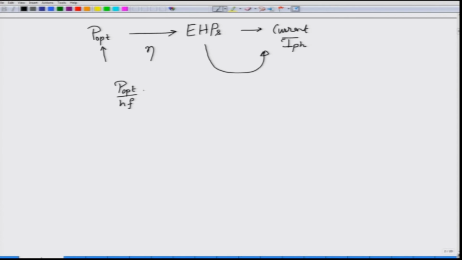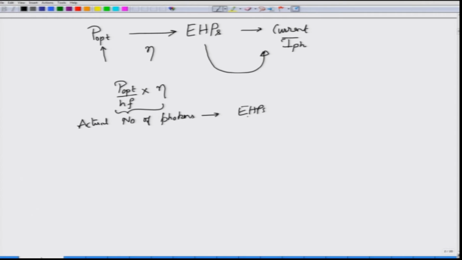So, this number of photons multiplied by eta, which is the efficiency. I am not denoting this by eta E, I am assuming that this is just the efficiency which we have defined; we do not have to specify whether it is external or internal for this particular case. So, eta is the efficiency of the photodiode times P opt by hf, which effectively tells you the actual number of photons which are generating the electron hole pairs.